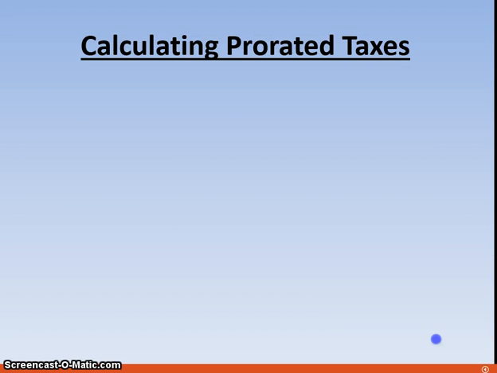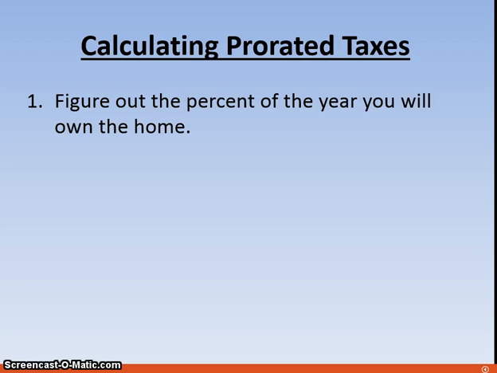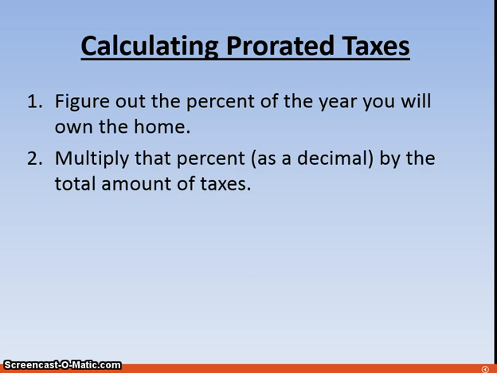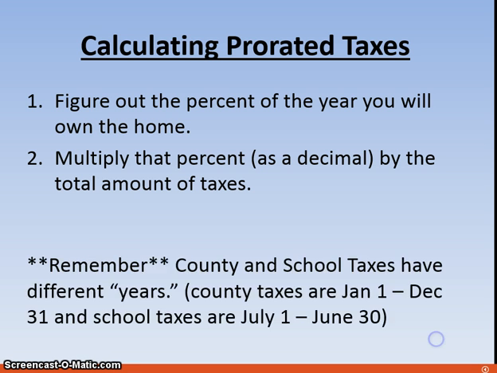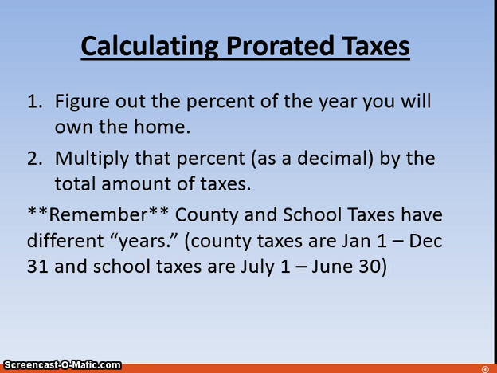To calculate prorated taxes, there are 3 steps. First, you need to figure out the percent of the year you own the home. To calculate that percent, we will first have to write a fraction for how many days we own the house out of the whole year. We will multiply that percent as a decimal by the total amount of taxes. Remember, county and school taxes have different years, so we're going to actually have to make 2 separate calculations.